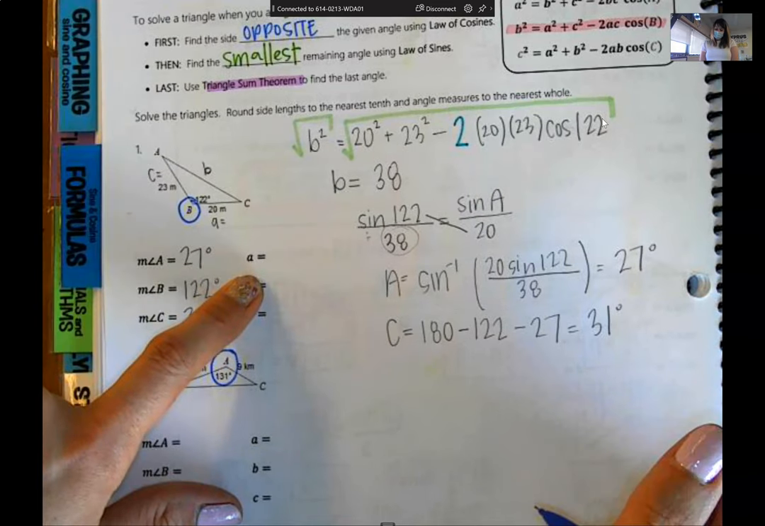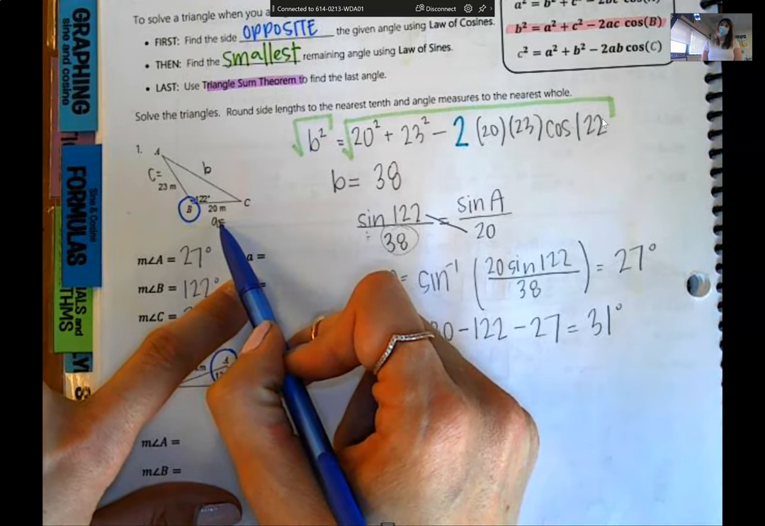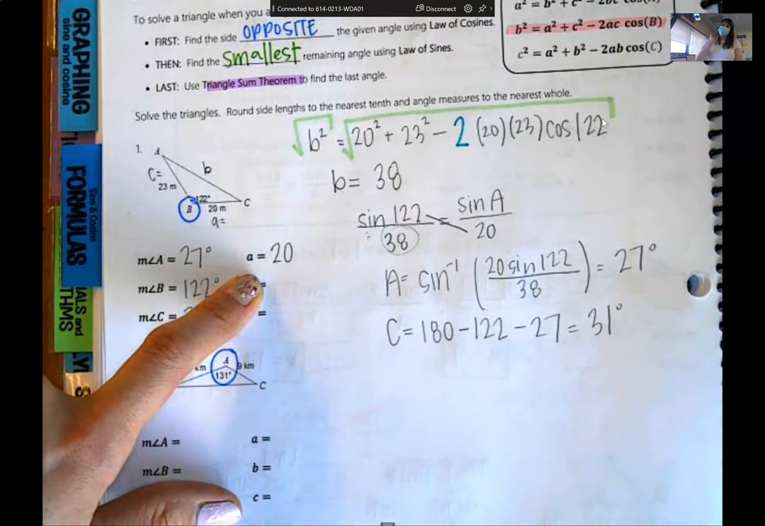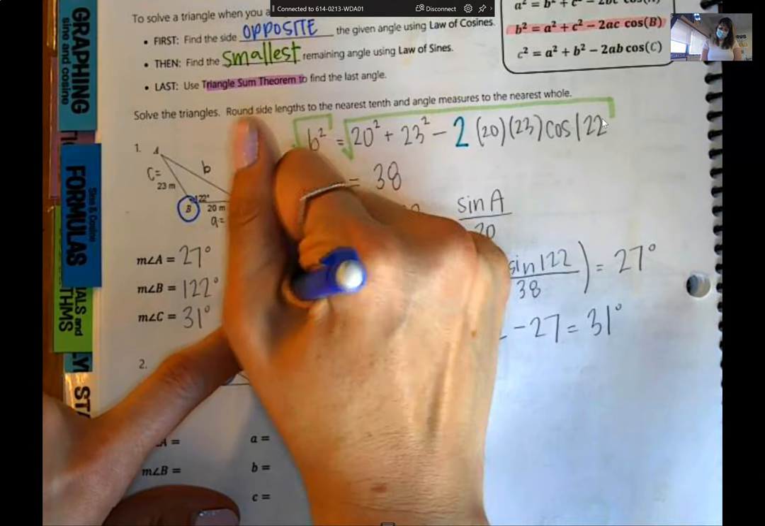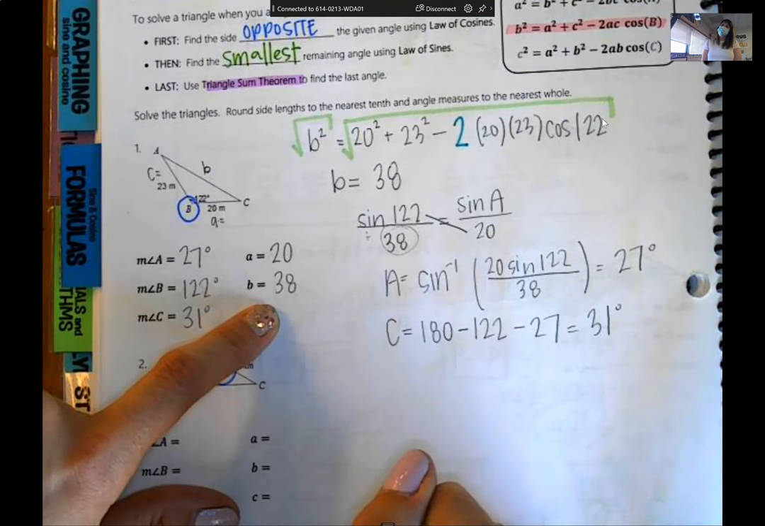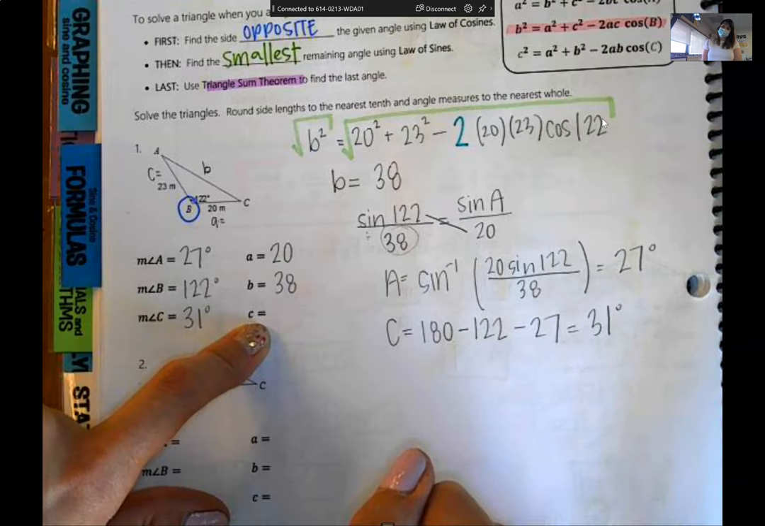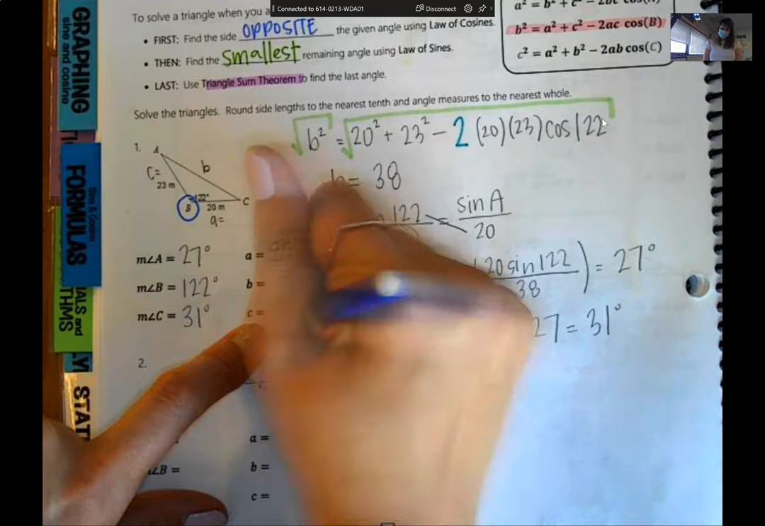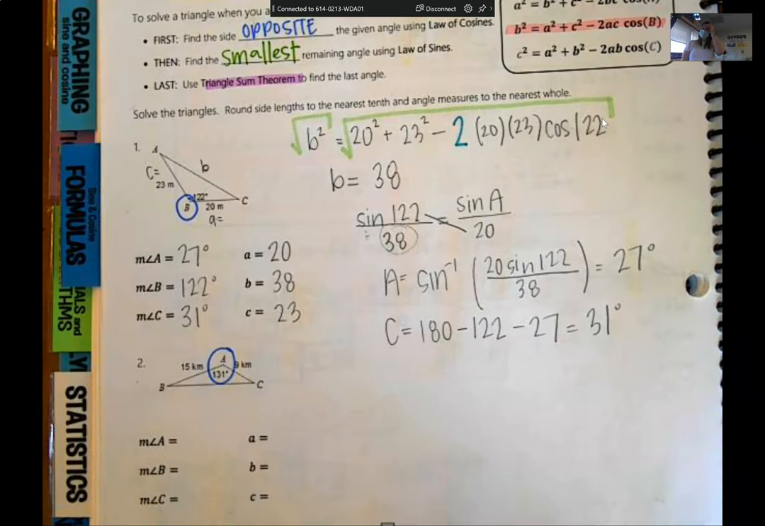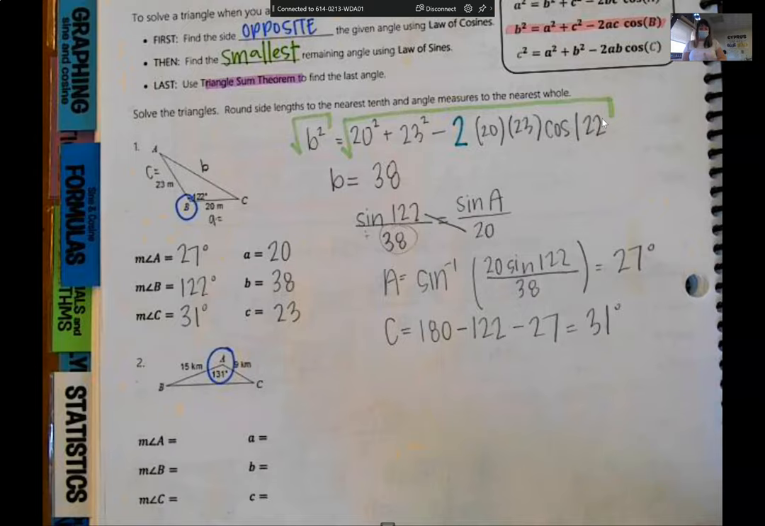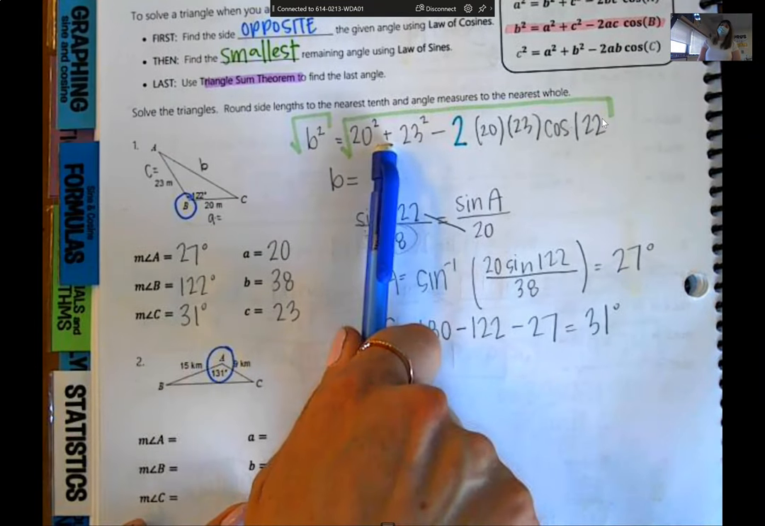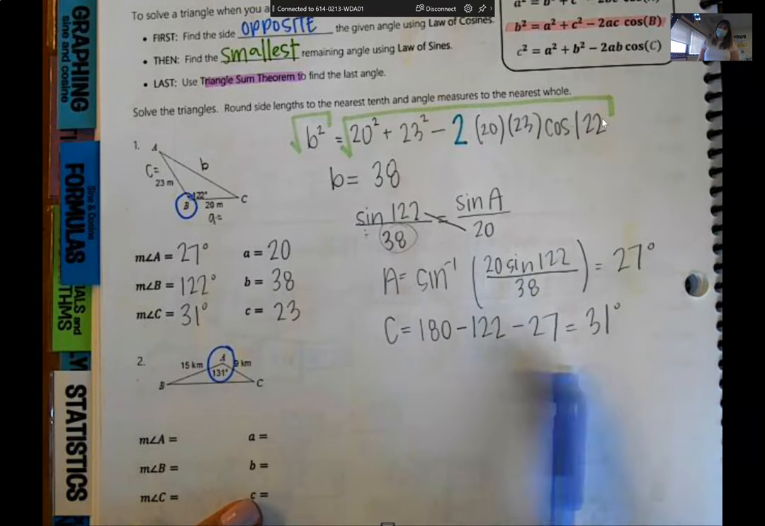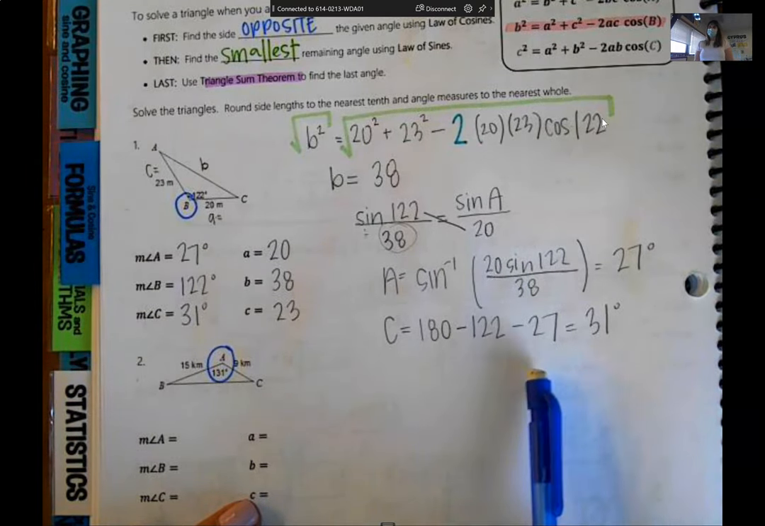Side A was given to me, it is 20. Side B was the first thing that I found, it's 38. Side C is given, that's 23. So each one will be solved this way. You do the big root, you do the big fraction, and then the simple 180 minus the angles.